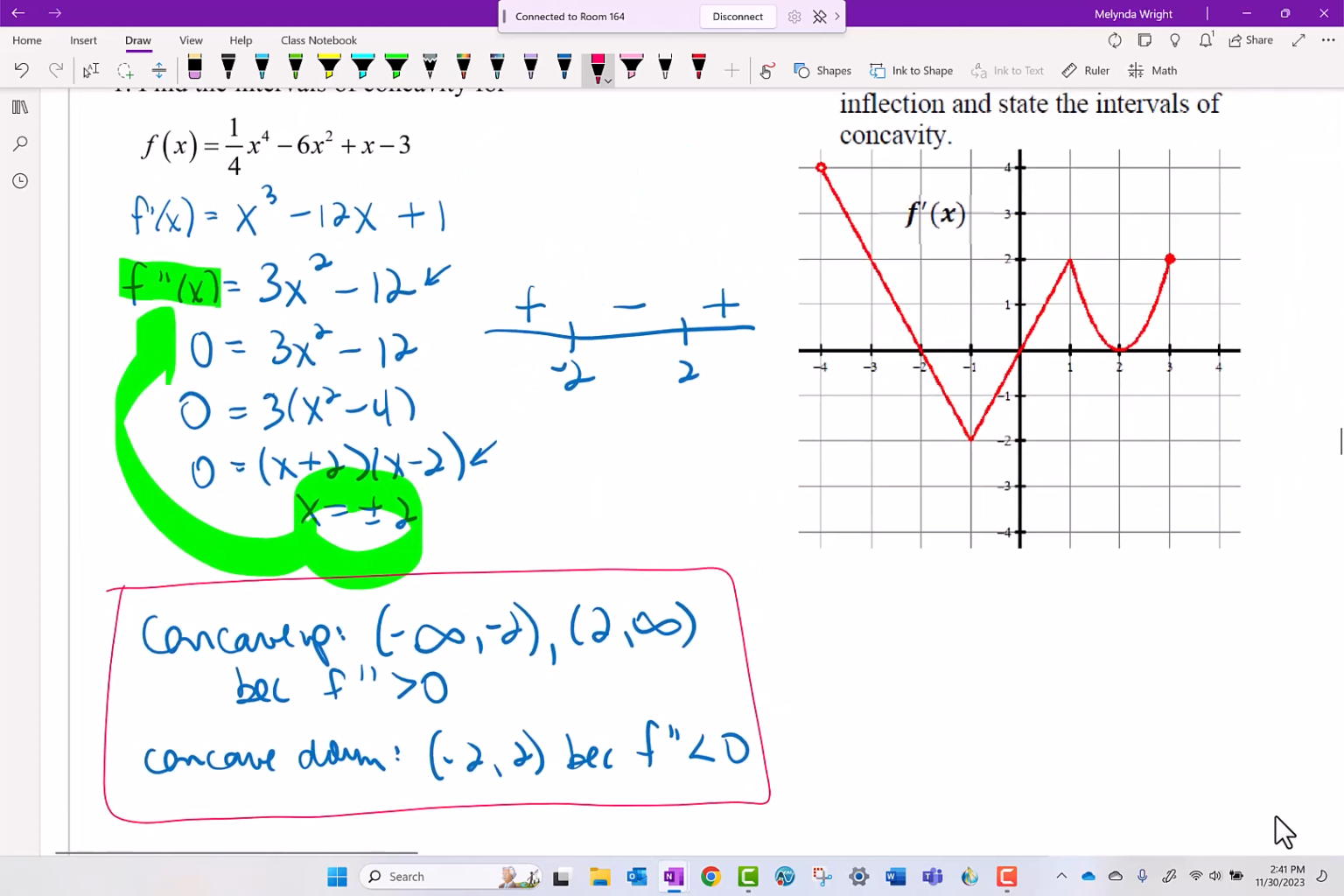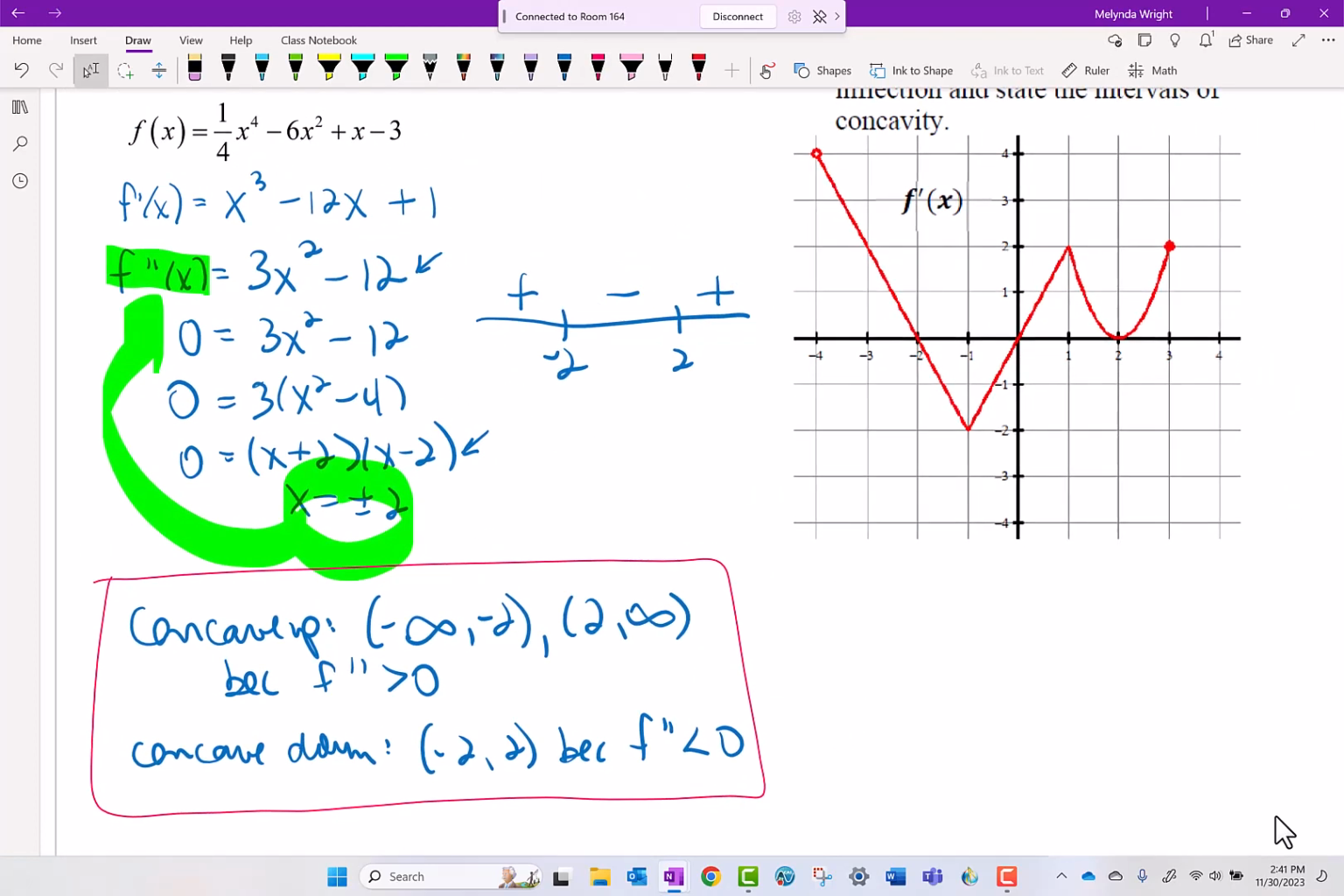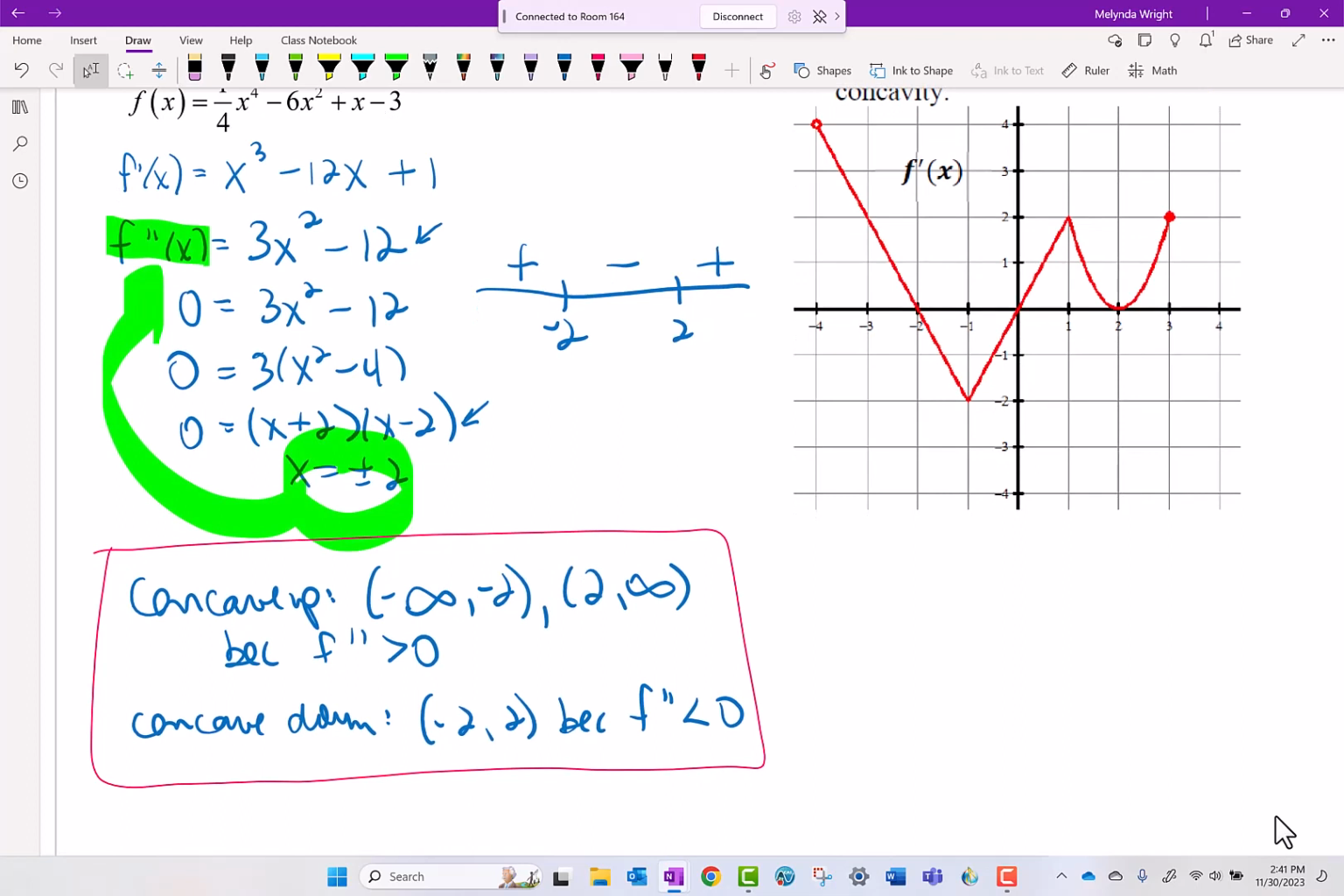So our very first example on concavity, how are we doing? We okay? Sure.